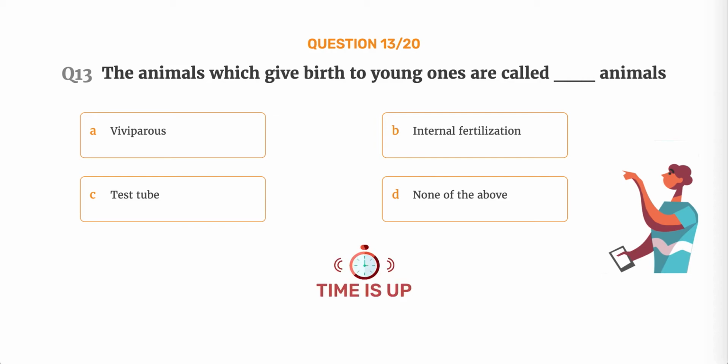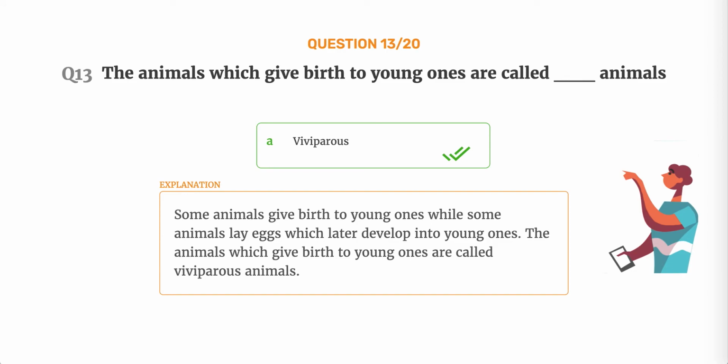The correct answer is option A, viviparous. Some animals give birth to young ones while some animals lay eggs which later develop into young ones. The animals which give birth to young ones are called viviparous animals.